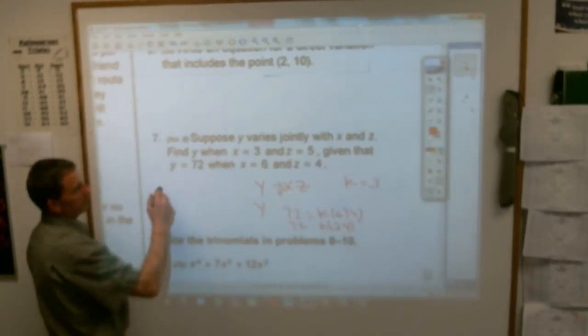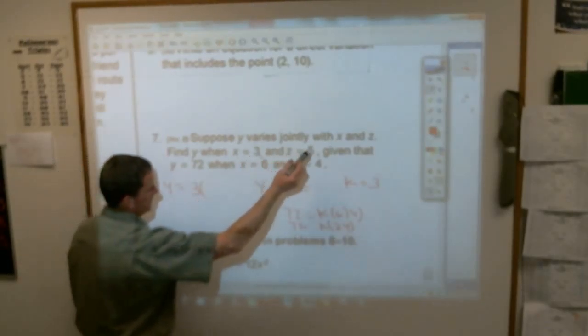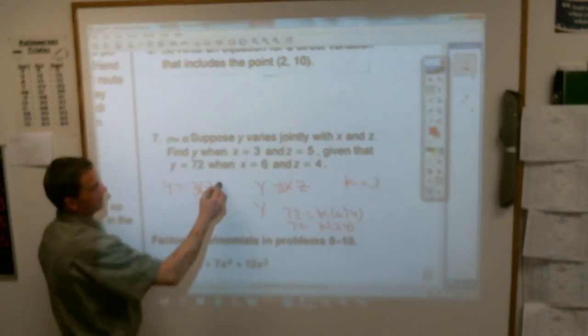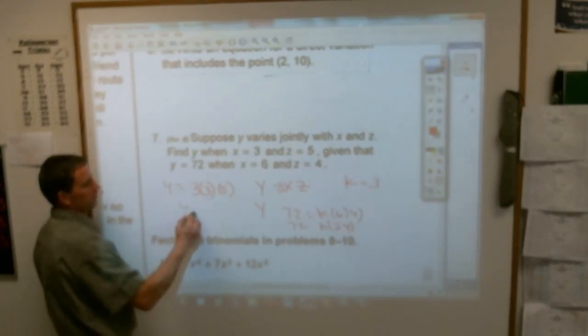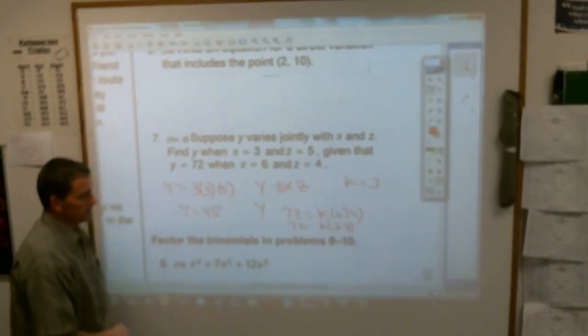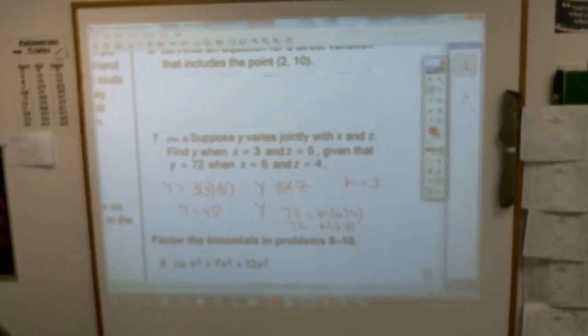So I fill in the blanks. I don't know what y is, but I know when I multiply 3 times x times z, taking a stab at it here, that y should equal 45. You don't have to worry about it, but that's what it would be. Did I get it right? Y is 45. I did.